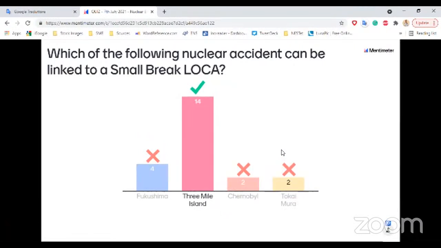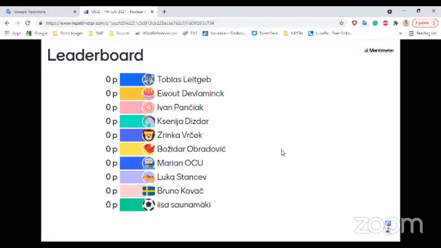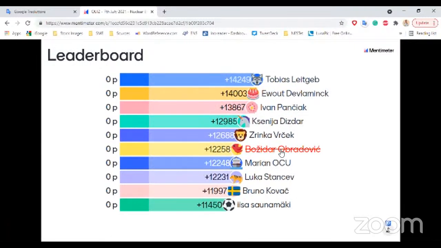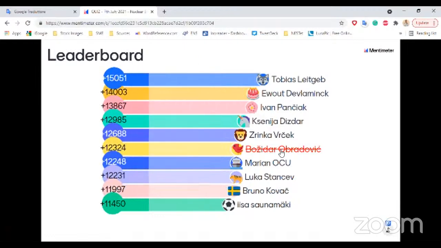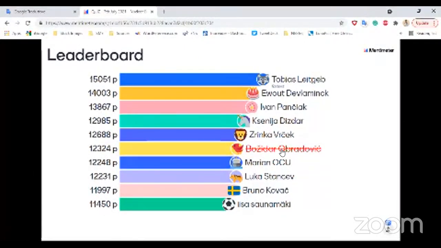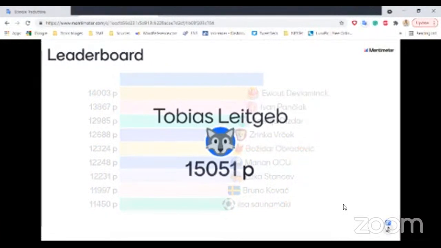Then I have to recalculate and delete. I saw that only 2 answered correctly for question number 5, which was wrong. So we will not count that one in the final result. I'm sorry again. It has been my mistake. So let's see the temporary leaderboard for today. First place for Tobias, congratulations, followed by Ivo, Ivan, Senia, and all the other participants. Congratulations to all. So this was the last quiz session for nuclear energy as well.